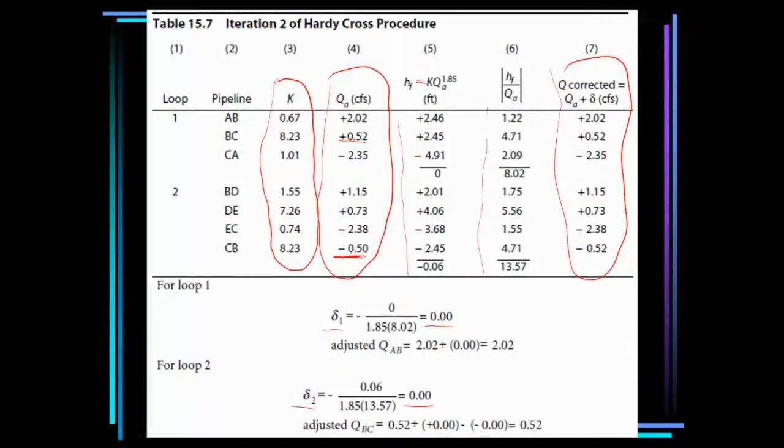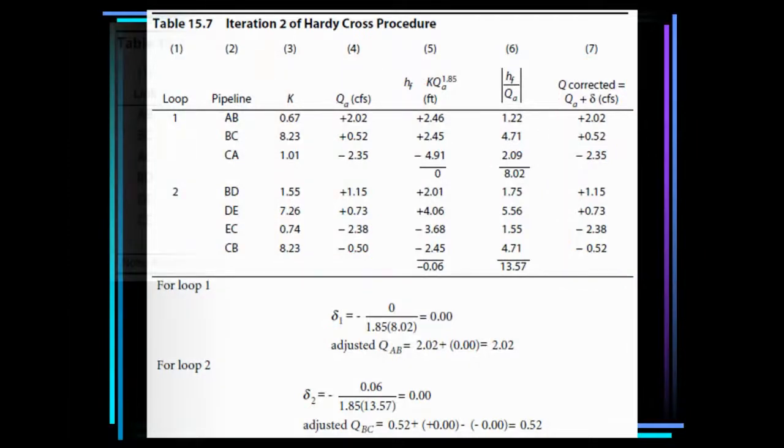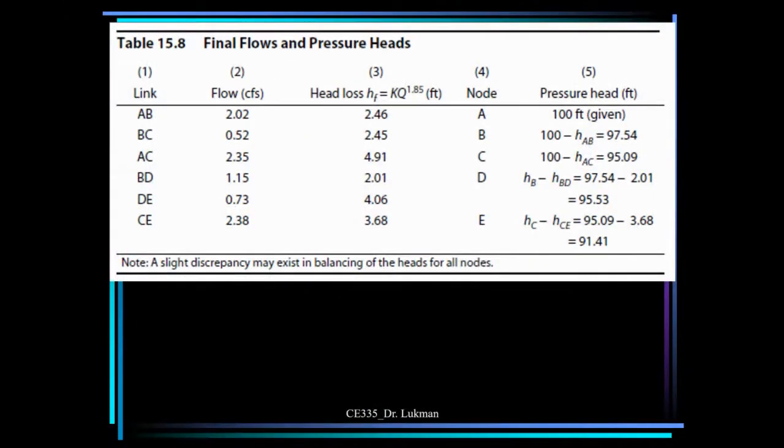What about the pressure head? We were given the pressure head at one junction, isn't it? Final flows and pressure head. These are the final flows, of course without any minus, because the minus is just showing the direction of flow, because discharge is not even a vector quantity.